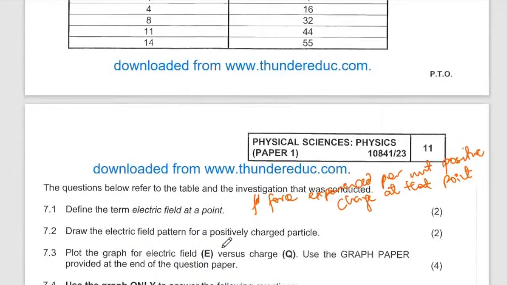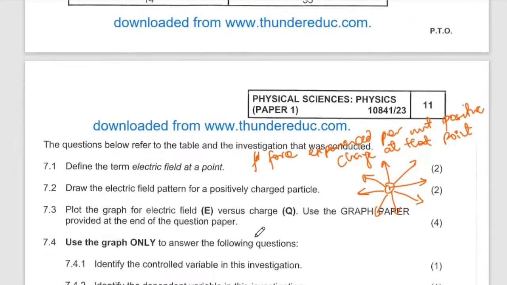Then they want us to draw the electric field pattern for a positively charged sphere. When it is positively charged, we expect the field lines to be moving outward. Remember, these field lines should never cross. So that is that. And then 7.3, they want us to plot a graph of E versus Q.